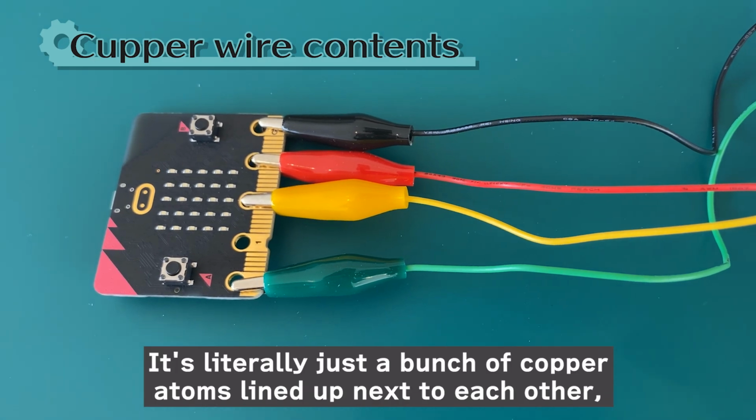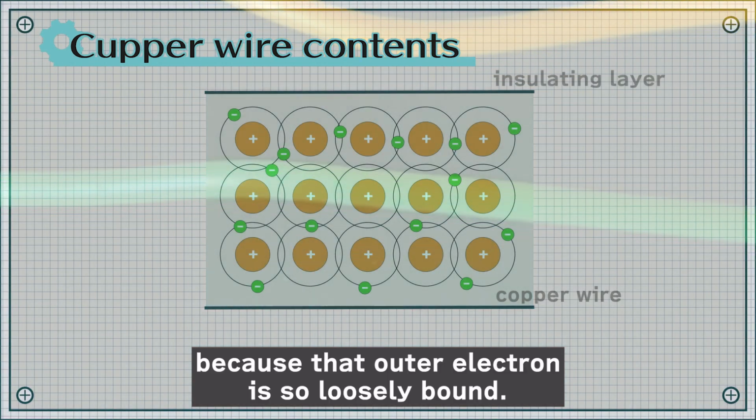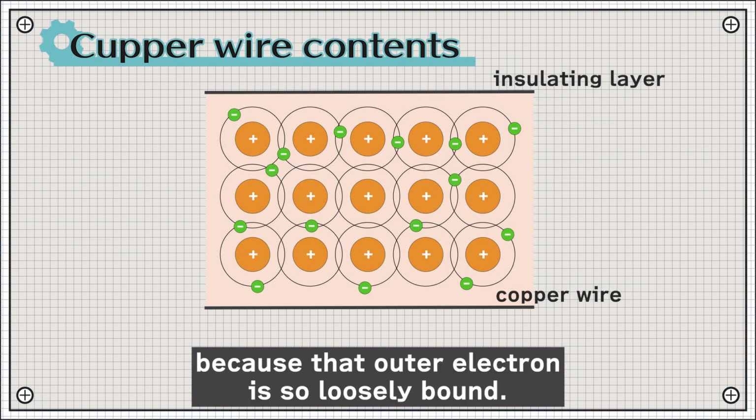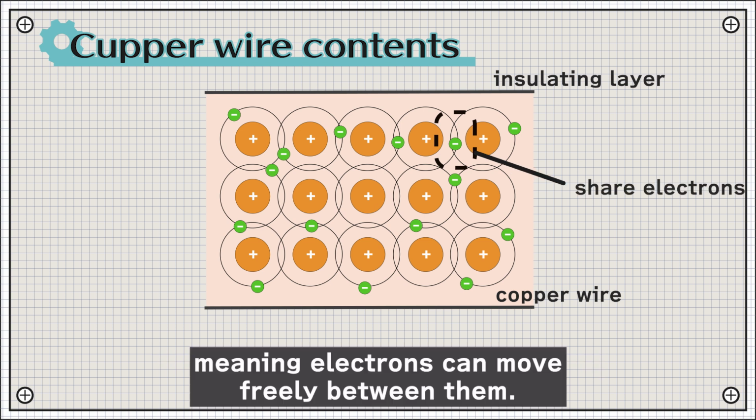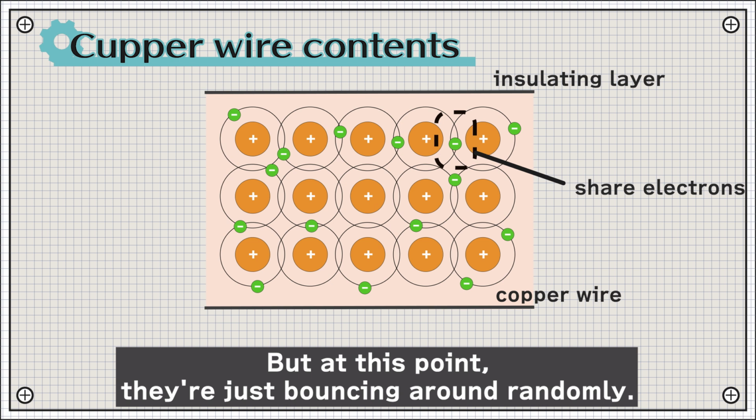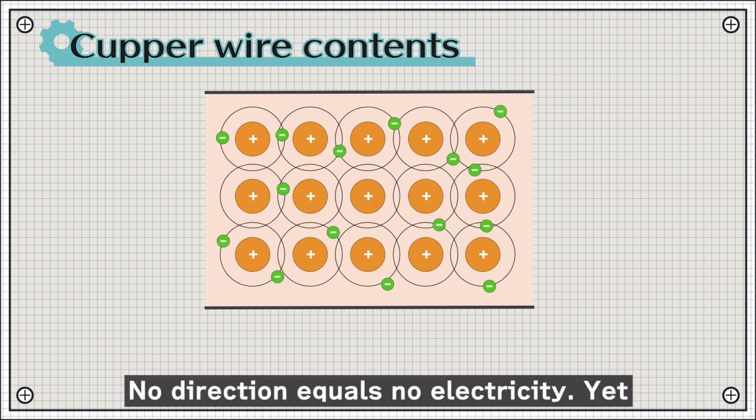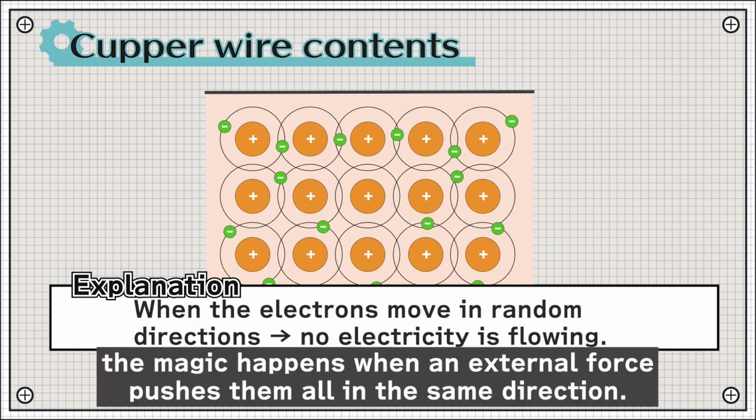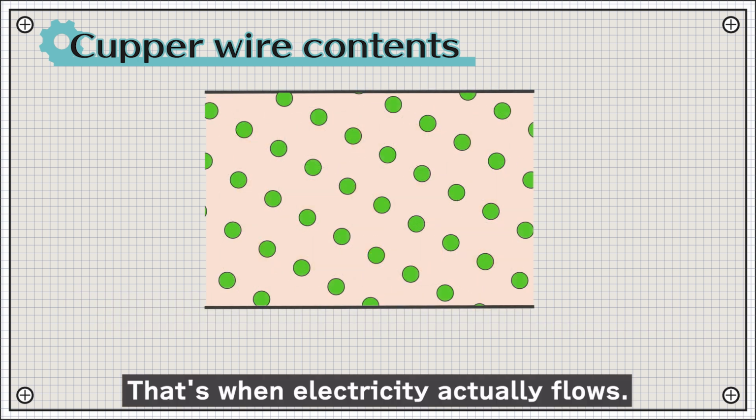It's literally just a bunch of copper atoms lined up next to each other. Because that outer electron is so loosely bound, neighboring atoms end up sharing electron paths, meaning electrons can move freely between them. But at this point, they're just bouncing around randomly. No direction equals no electricity yet. The magic happens when an external force pushes them all in the same direction. That's when electricity actually flows.